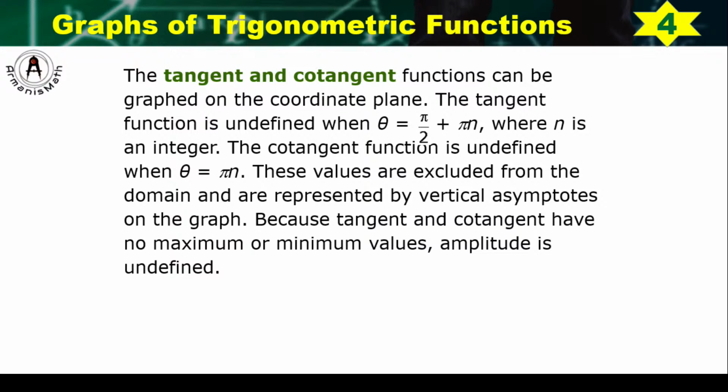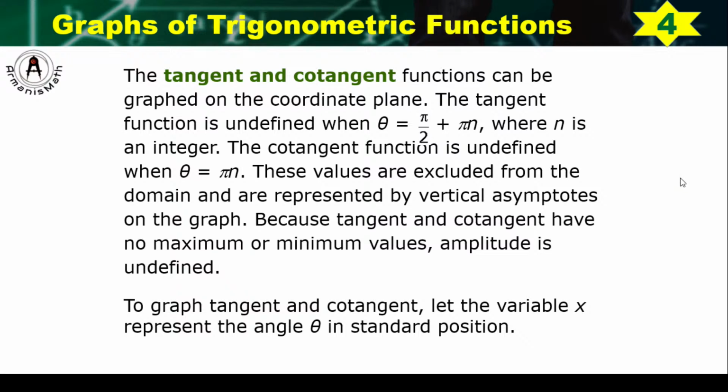These values are excluded from the domain and are represented by vertical asymptotes on the graph. So the graphs will not intersect these lines since it's an asymptote. Because the tangent and cotangent values have no maximum or minimum values, the amplitude is undefined. This is something unique about the tangent and cotangent. They have no maximum, unlike the sine and cosine, which have a maximum of 1. Okay?